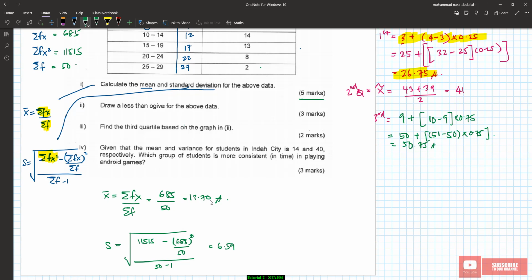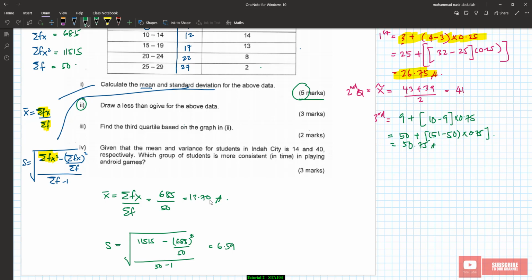But if you just give me the answer 6.59 ni, you will not get any marks. Or you just give me 13.7, you will not get any marks. Right? So you tengok markah ni 5 markah, means that they want you to show how you get the answer. Right? So tak banyak masa yang ada, you just use the calculator. Okay?